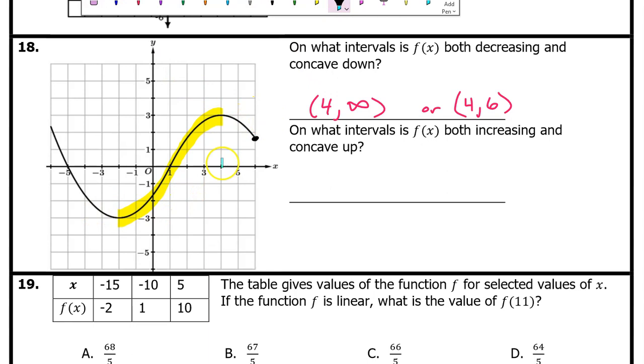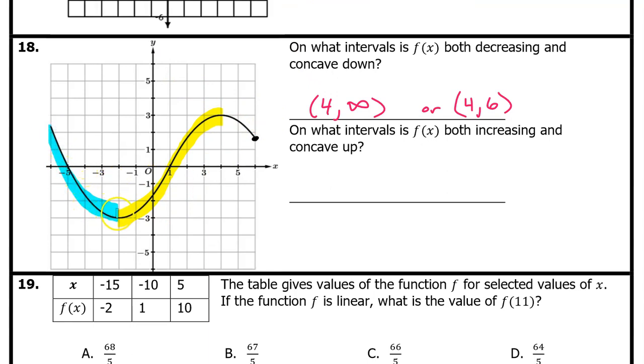So it will be concave up for the part of the graph that is doing this sort of a bowl shape. So it switches right about here. So the part I just highlighted in blue is concave up. So what interval is both? Well, that's going to be the interval from here to here. That's -2 to 1.